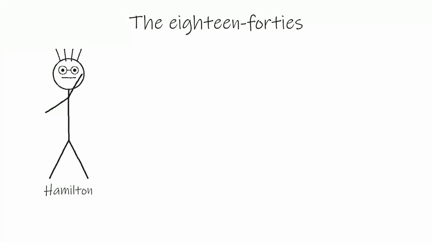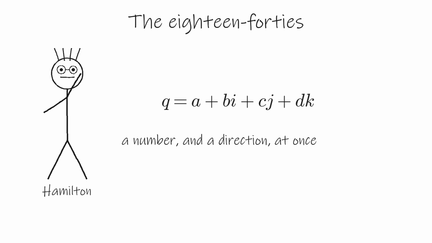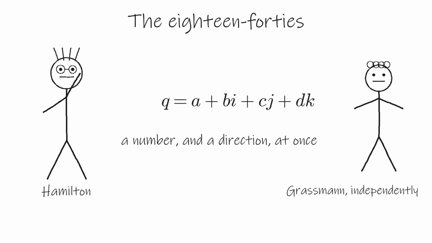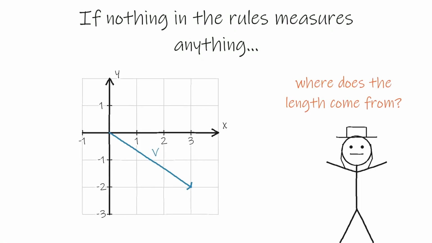In the 1840s, Hamilton was working on a system where multiplying 2 directed quantities handed you back a number and a direction at once. That number part is one ancestor of what's here. Grassmann reached his own version of it independently. If nothing in the rules measures anything, where does an arrow's length come from?